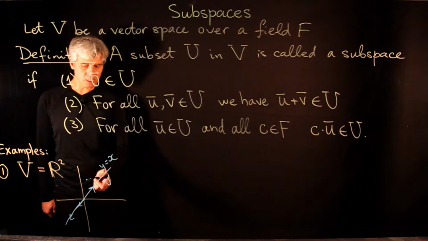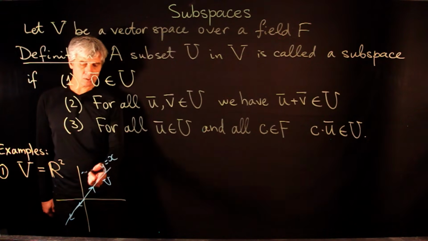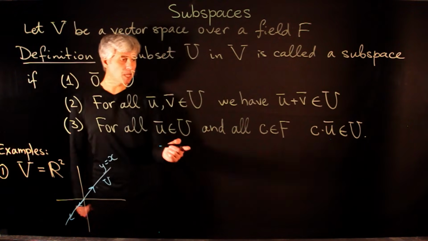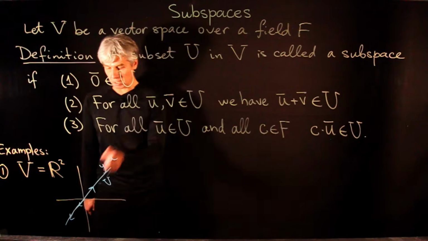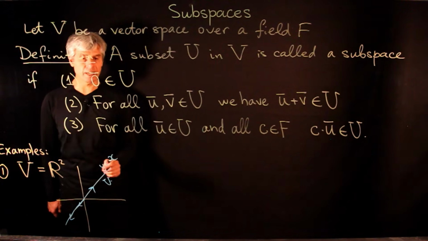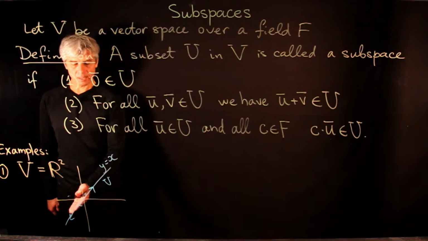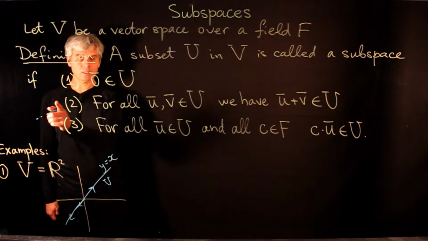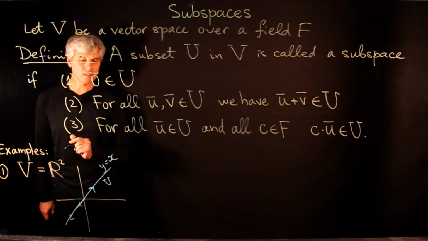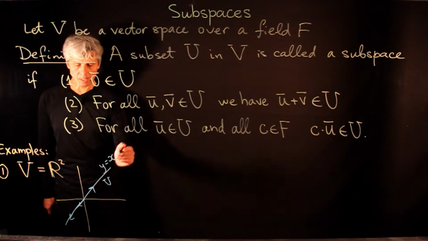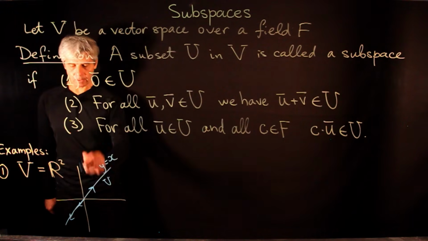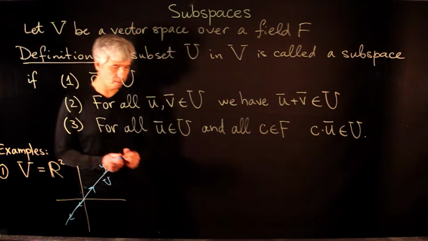And for the last property, if we take a vector on this line y equals x and multiply it by a scalar, so this means that we rescale this vector, then the resulting vector is still on this line. So this means that this subset is closed under addition, closed under multiplication by scalars, and contains a zero vector. So this means that this line is a subspace in this coordinate plane.